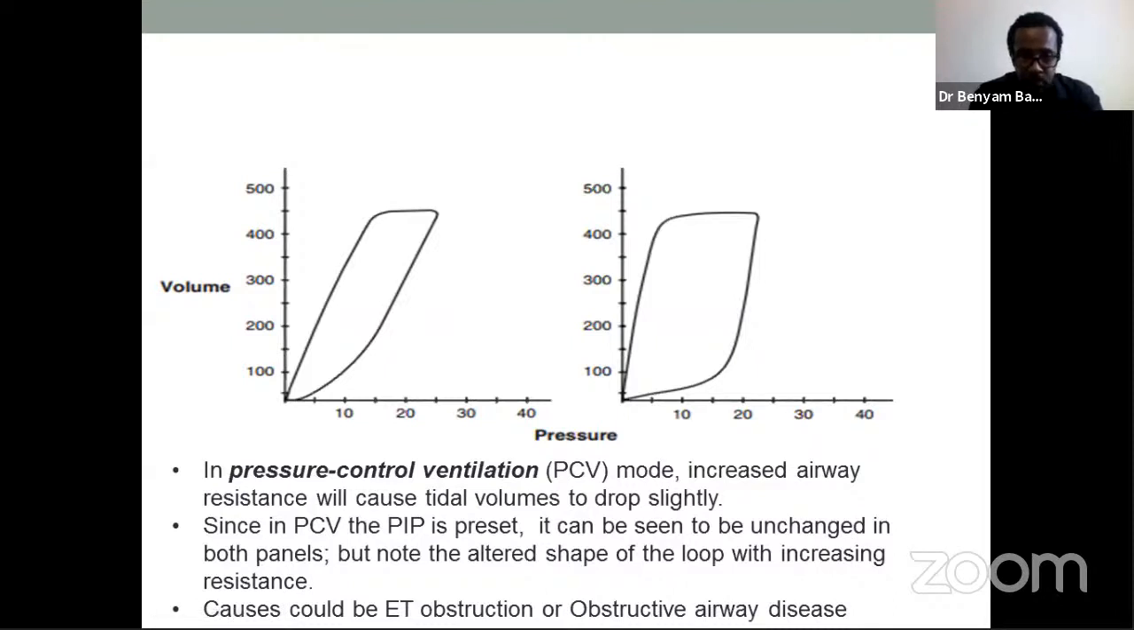We'll be able to see if there is airway resistance on the pressure volume curve, as you can see on the graph on the right side. So this could be obstructive airway disease or ET tube obstruction. So we will be able to see or predict what is coming.